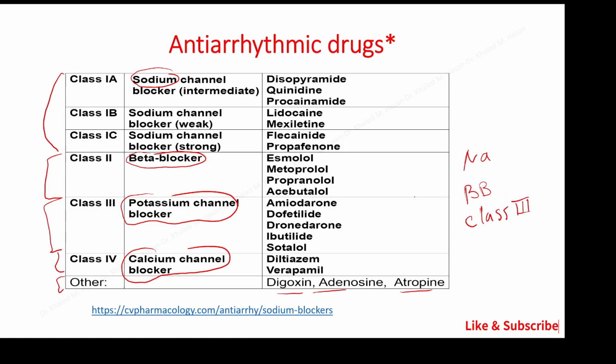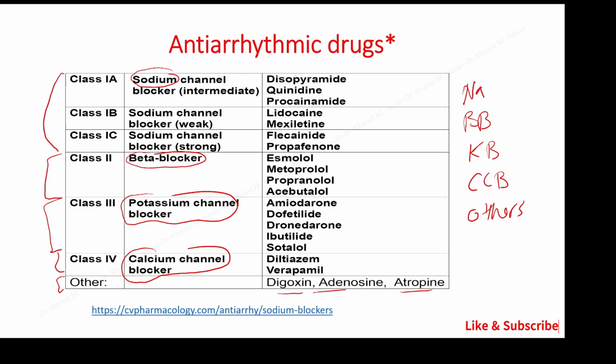Now we try to remember. We have 4 main categories here. Again, for number 1, we have sodium. Then we have beta blocker. Then we have potassium blocker. Then we have CCB. And we have other. So this is the category for cardiac arrhythmias.